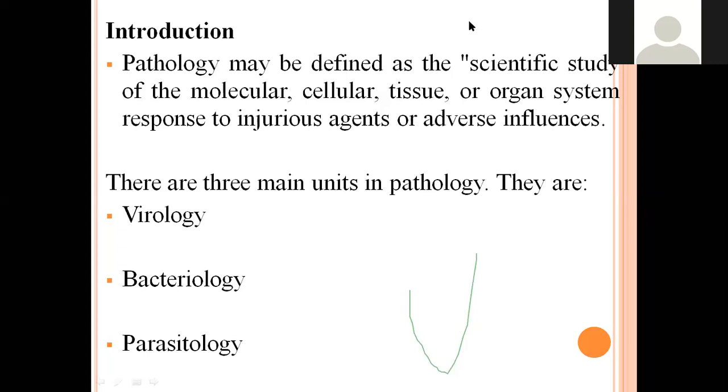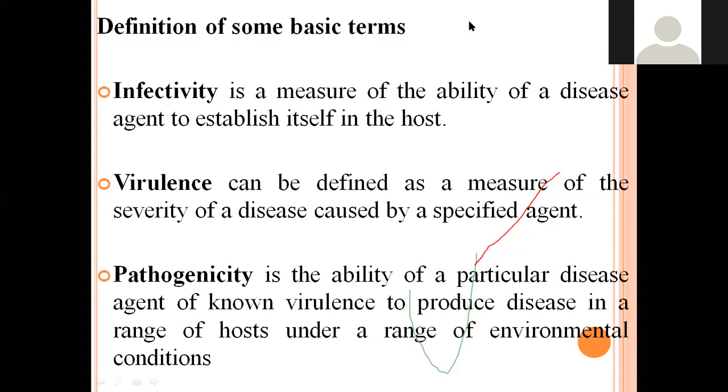Pathology is divided into anatomic pathology, which is further divided into surgical pathology and forensic pathology. Another division of pathology is clinical pathology. We have three main units in pathology: virology, bacteriology, and parasitology. Virology is the study of viruses, bacteriology is the study of bacteria and their relationship with their host, and parasitology is the study of parasites.